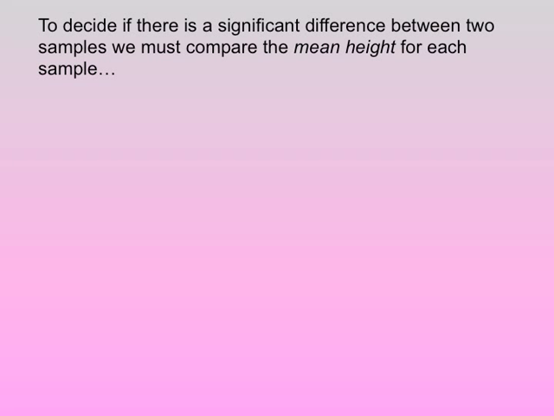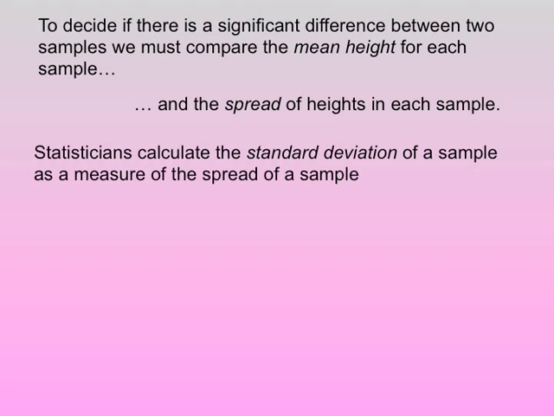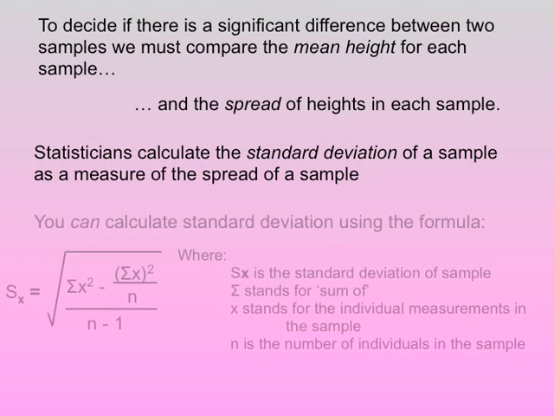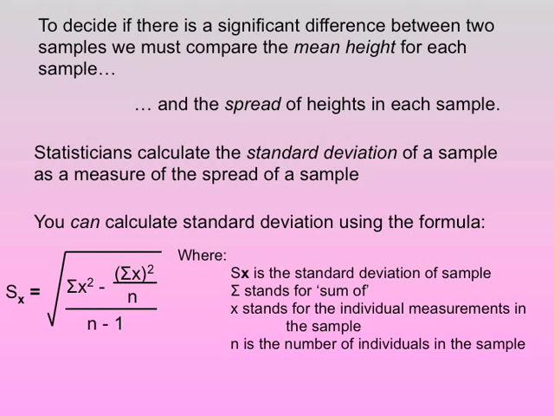So, in order to decide if there is a significant difference between these two samples, we have to compare the mean height for each of the samples. And we also need to compare the spread of the heights in each sample. That means that we need to use what we talked about last time, the standard deviation of a sample, as a measure of the spread. Remember this formula, we talked about it before.